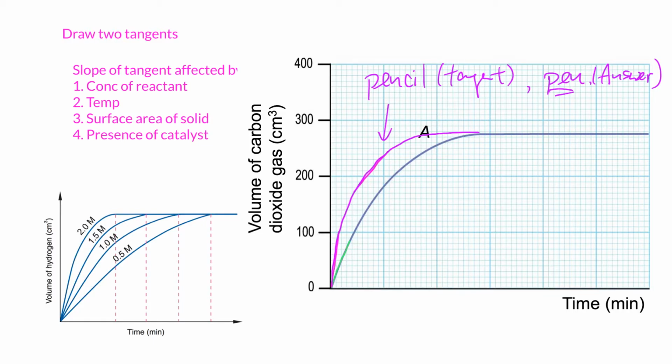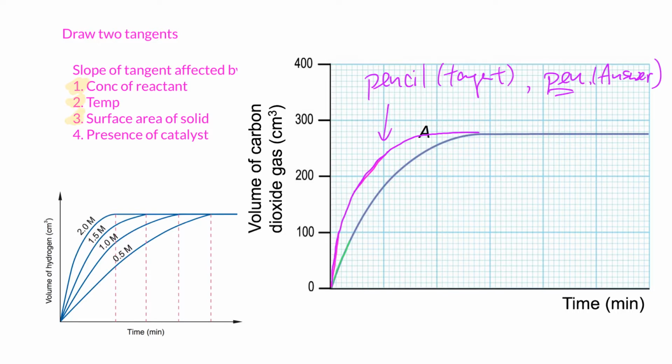So this is the part. When we draw the tangents, we have to consider the rate of reaction. The rate of reaction actually depends on several things. The rate of reaction depends on the concentration of the reactant. Higher concentration, normally the rate will be higher. Temperature: higher temperature, the tangent is steeper.